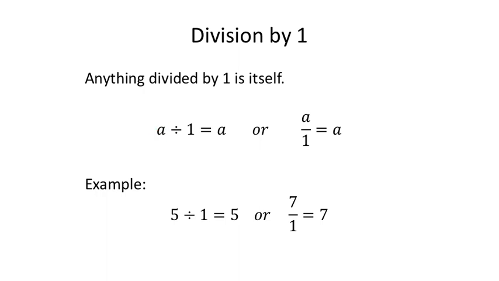Now, we're showing letters here, right? But down here, we're showing examples. 5 divided by 1 is 5. Or 7 divided by 1 is 7. Which is why A divided by 1 is A, because it's the same letter. Which means it'd be the same number wherever you have the A.